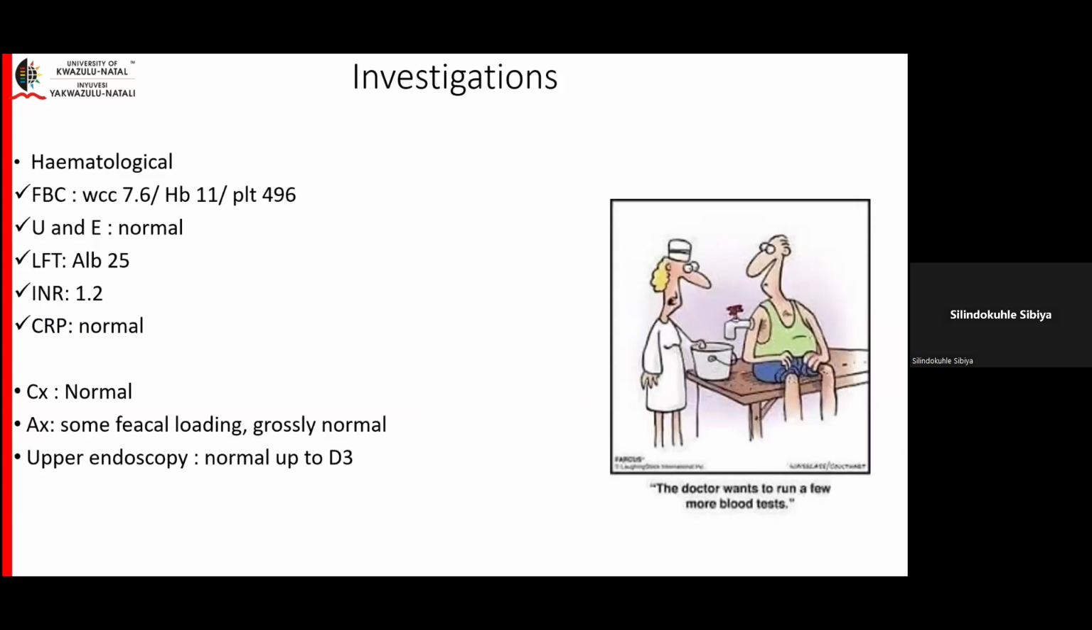On her hematological investigations, her white cell count was 7.6, Hb was 11, and platelets were 496. The urine and electrolytes were normal. On liver function tests, the only abnormality was an albumin of 25, with an INR of 1.2 and a normal CRP. The chest X-ray showed no free air under the diaphragm and was essentially normal. The abdominal X-ray showed fecal loading, but was grossly normal. Gastroscopy up to D3 was normal.